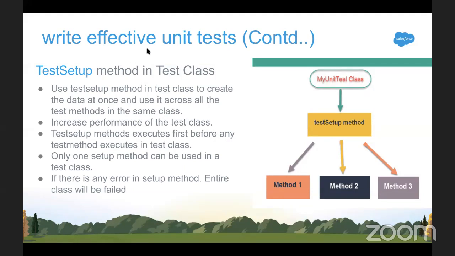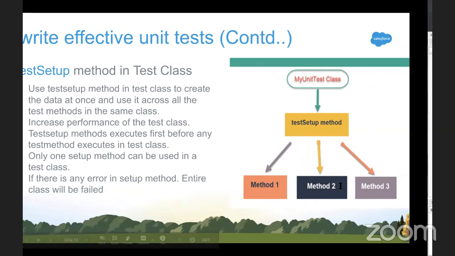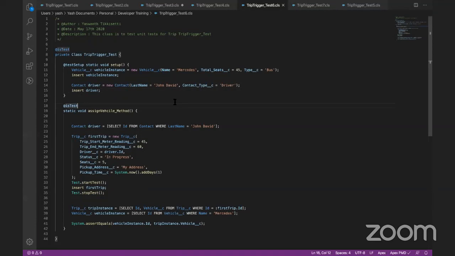If you see my picture on the right-hand side, let's consider this is my test class, and I have only one setup method for my entire test class. I'm leveraging the data I inserted in this setup method in my respective methods. Let's see how we can write this in my test class. So here, this is the syntax for developing a setup method, and you have to annotate it with TestSetup.